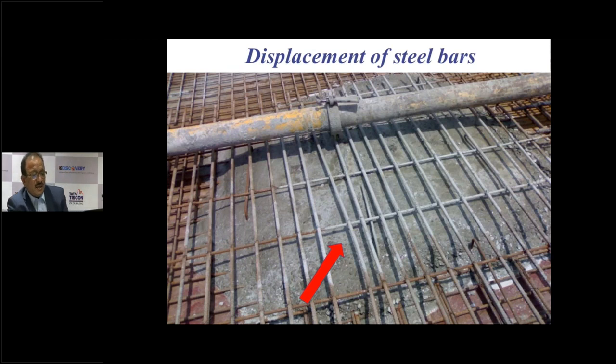You can see here the bars displaced because the steel bars are not tied properly using the binding wires, and because of the movement of the people on the slab, the bars have got displaced. You can see here the bars are perhaps at 100 millimeter center to center. At this place it is more than say 200 millimeter center to center, because it has got displaced. This is not allowed, this is not recommended.